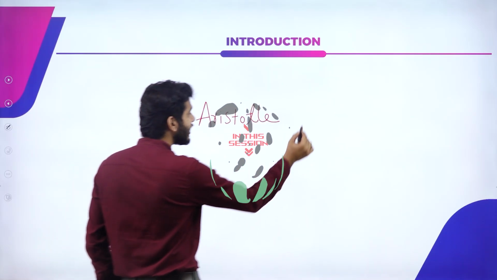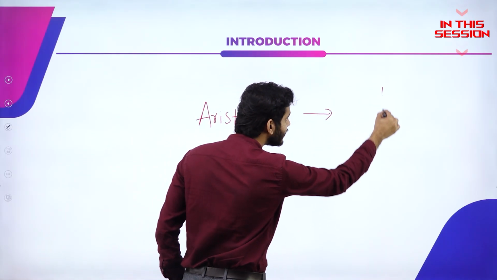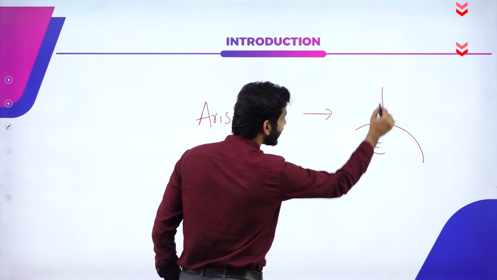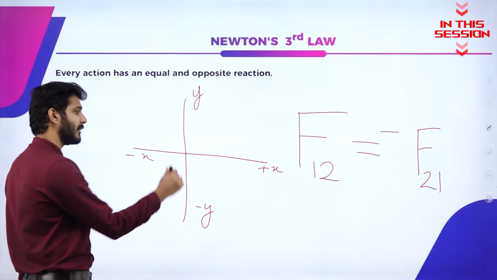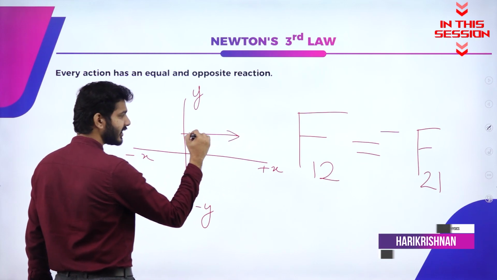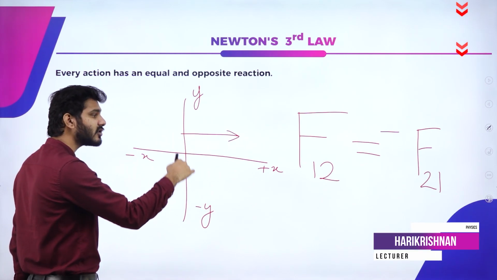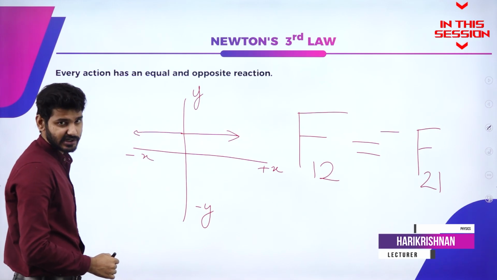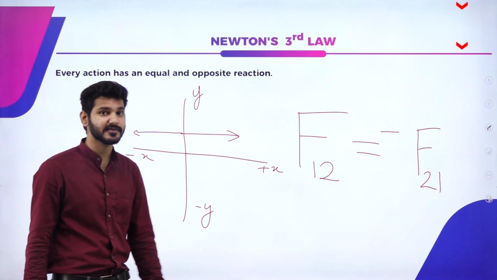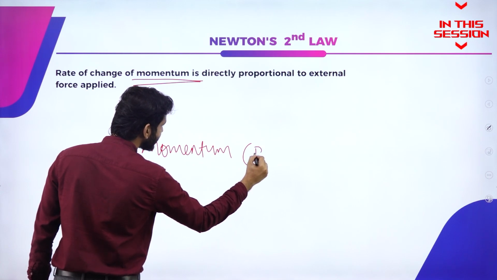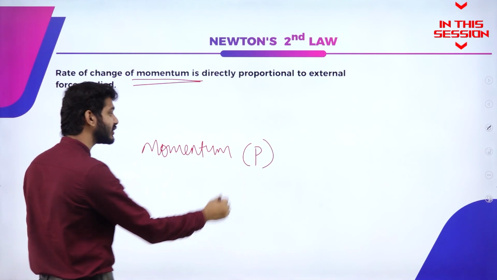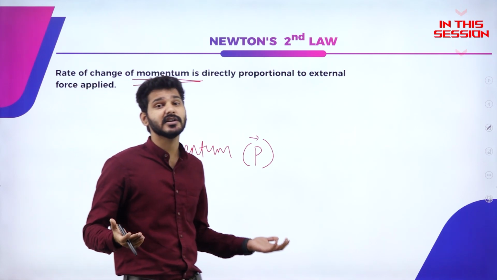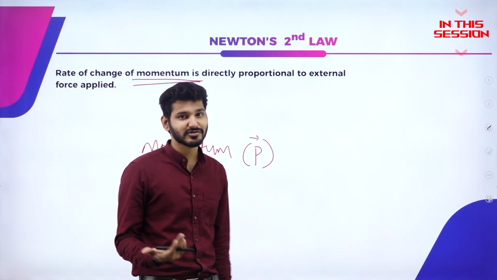Aristotle thought that when things were falling onto Earth, this is Earth and this is an object falling. If I am exerting a force in this particular direction, then an equal amount of force is being exerted in the opposite direction. That is why there is a negative sign. Momentum, indicated by the letter P, is actually a vector quantity, which means it has a particular value, a particular direction, and it obeys laws of vector addition.